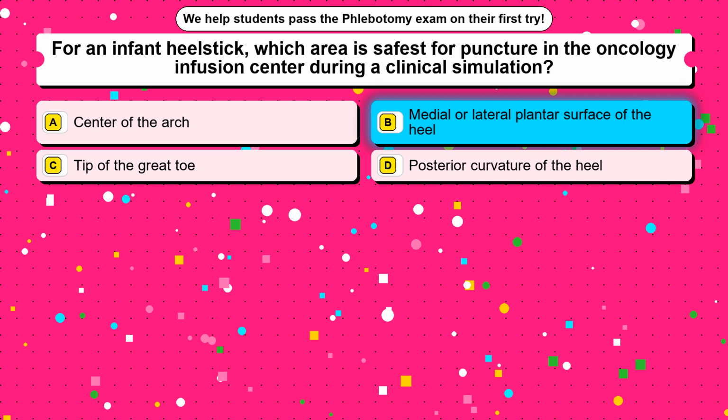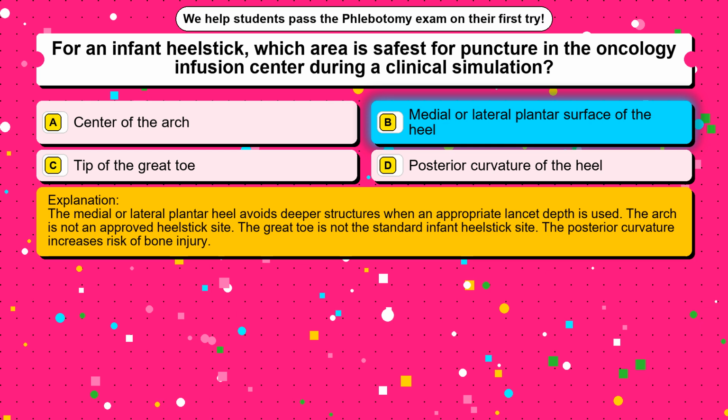The correct answer is option B. Medial or lateral plantar surface of the heel. The medial or lateral plantar heel avoids deeper structures when an appropriate lancet depth is used. The arch is not an approved heel stick site. The great toe is not the standard infant heel stick site. The posterior curvature increases risk of bone injury.